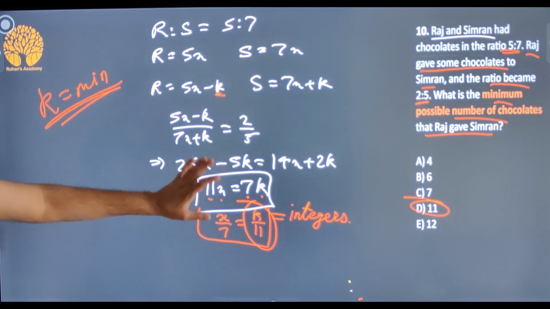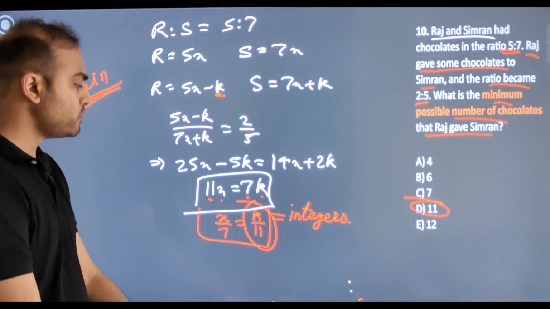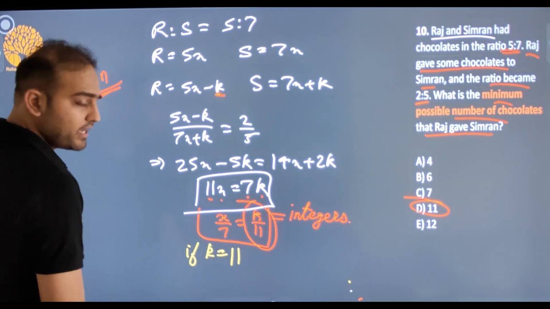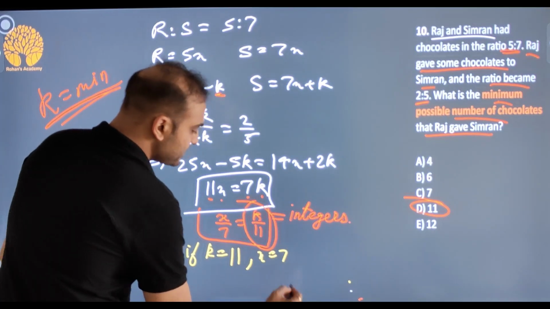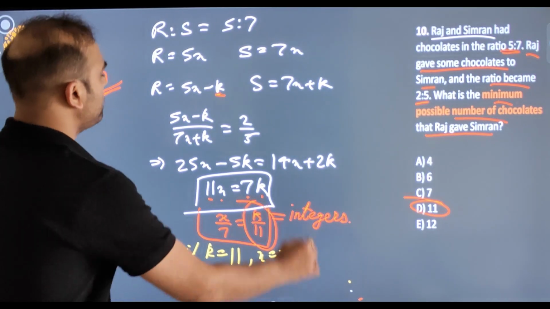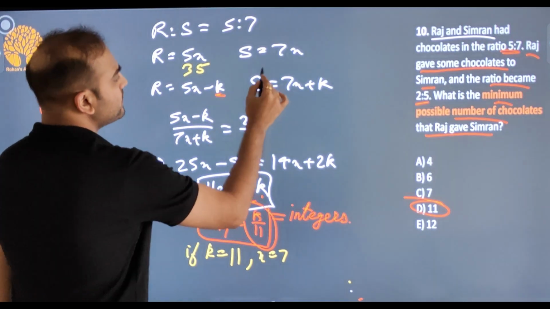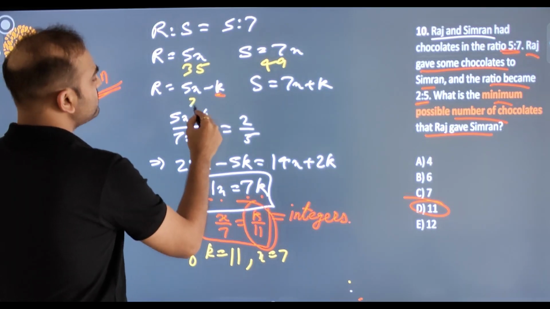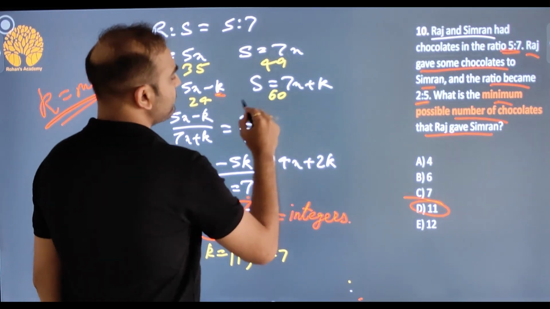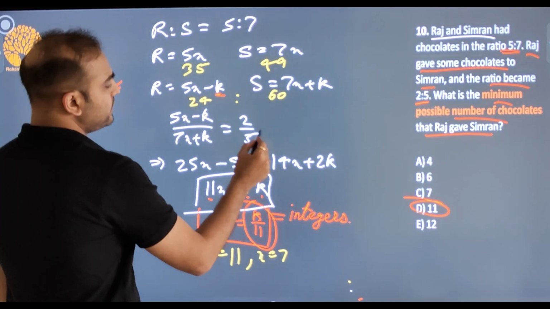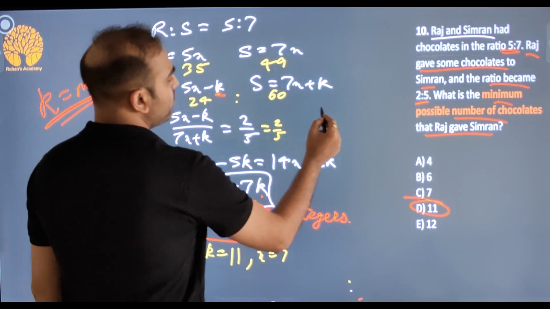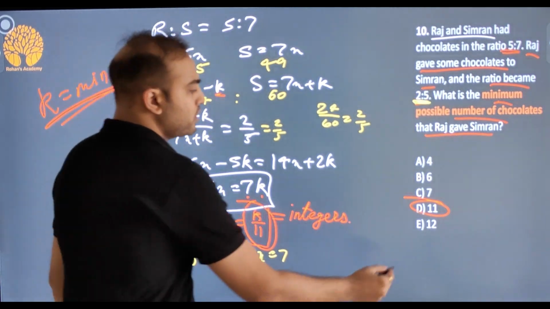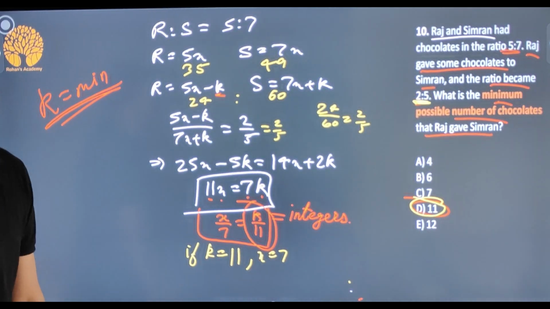Alright, now just to verify this. 11 should be the answer, but if k is 11, you will get x as 7. That means Raj had 35 chocolates, Simran had 49 chocolates. Now Raj gave 11 chocolates, so Raj is left with 24, Simran will have 60. 24 is to 60 is 2 is to 5. So k has to be 11, alright?